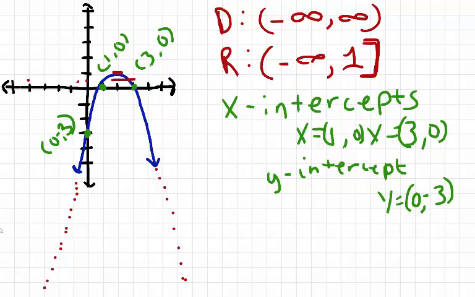So that's an example of a very basic analysis of a graph of a function, where we found the domain, range, and x and y intercepts.